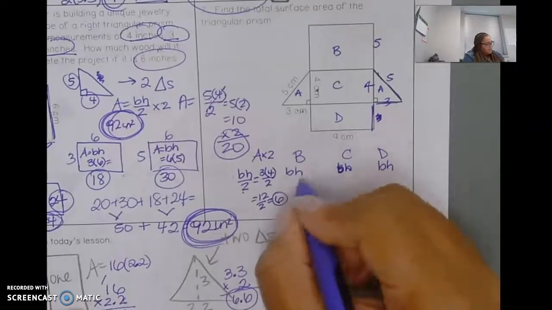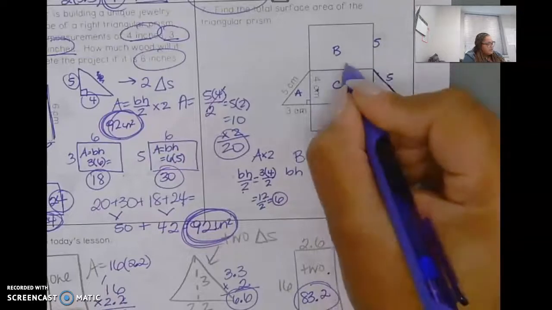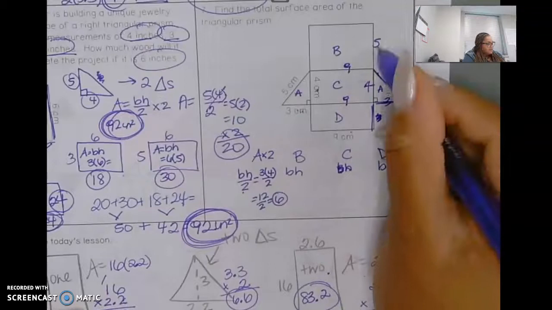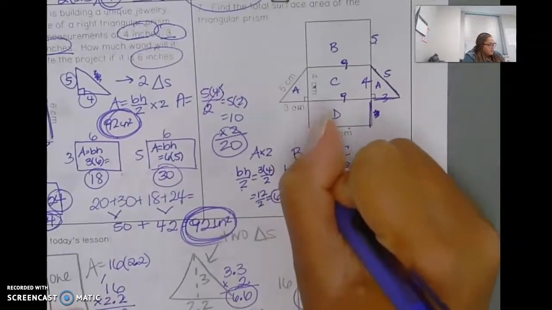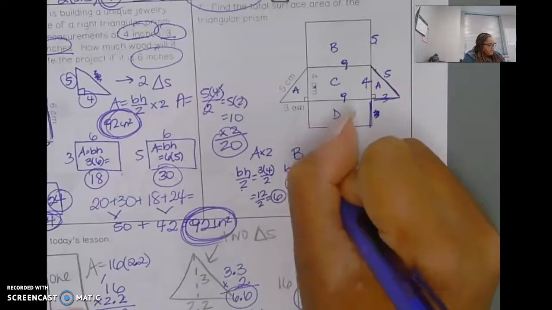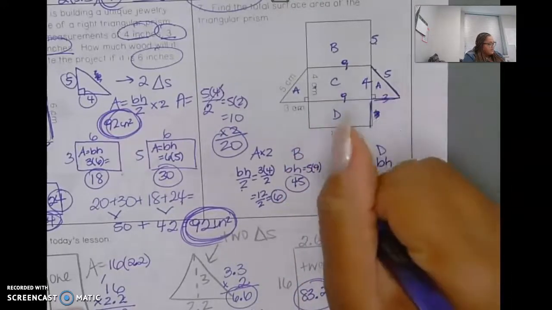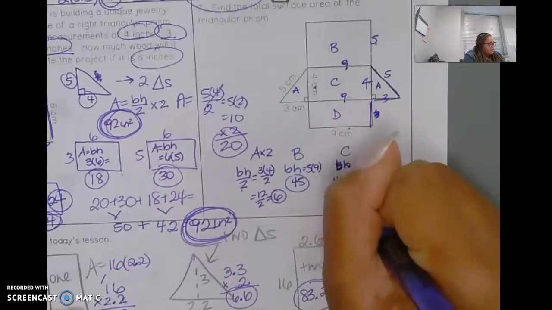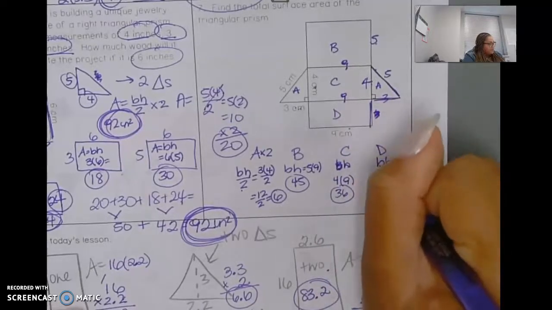Letter B is 5 times this long side. This is a 9. And this is 9. So 5 times 9 is 45. C is 4 times 9. 4 times 9 is 36. And D is 3 times 9, which is 27.